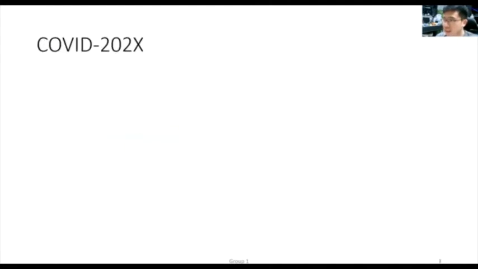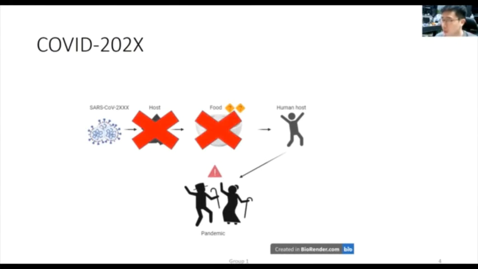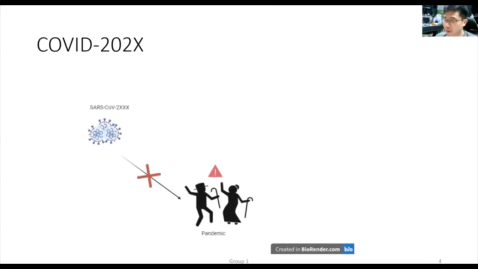So let's consider COVID 2020X. And thanks to Jisung, we have the structure of it right here. So let's consider the old diagram. What if we block each link of this chain? Let's say we block the host animal, the food, and the first patients. Yes, there will be no pandemics anymore. Or at least we can reduce the chance of facing COVID again.